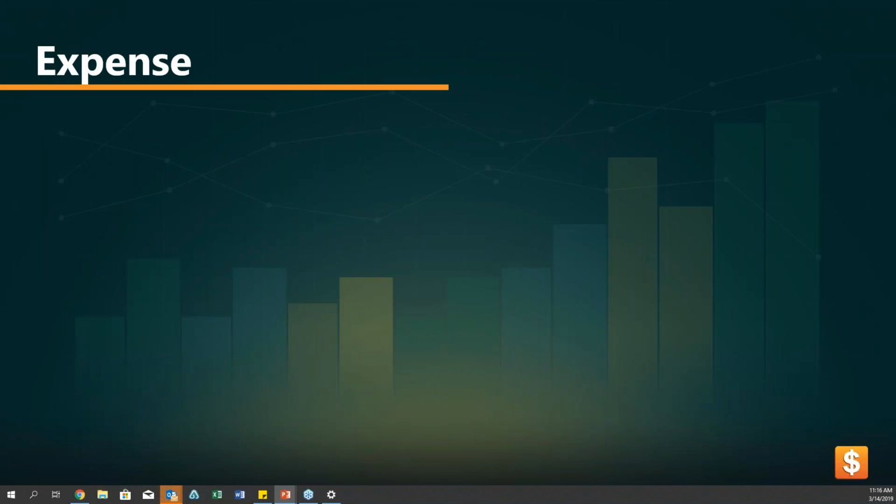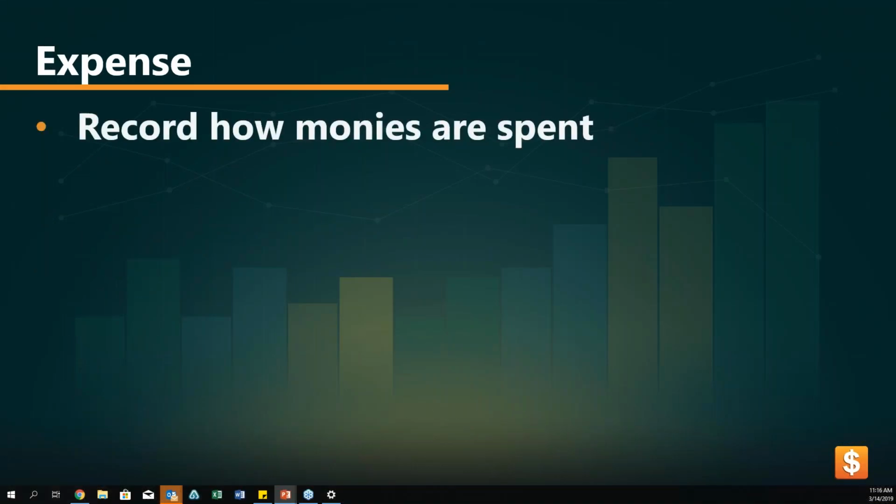After income accounts, there are expense accounts, and expense accounts record how monies are spent. So anything that goes out of the church, in most cases, is going to use an expense account.